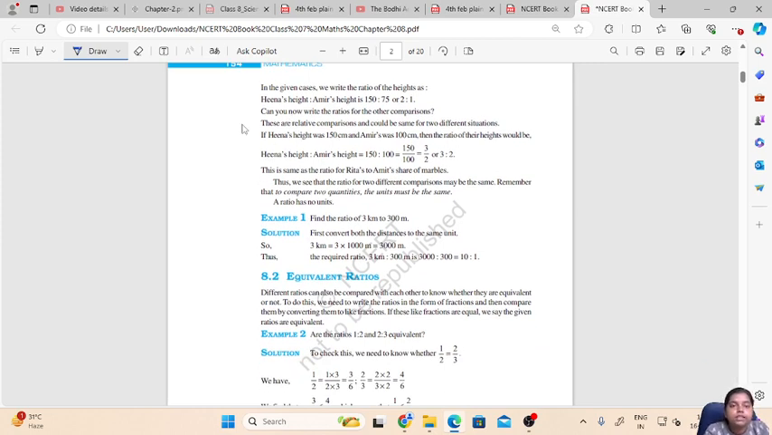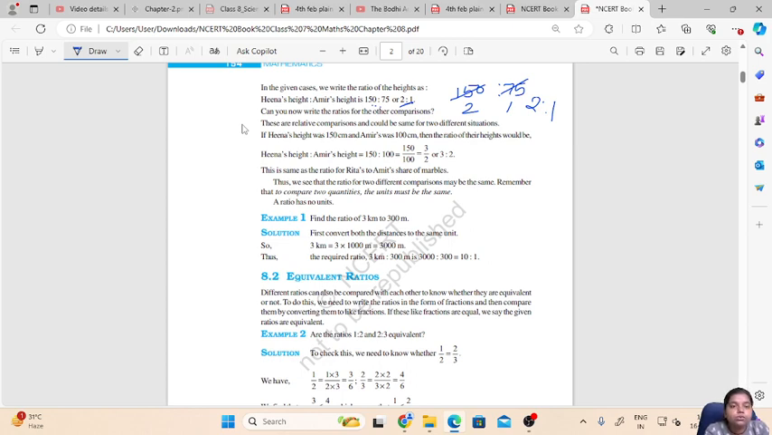Here we can write this comparison in the form of a ratio also. In the first example, they have told Hina's height and Amir's height, correct? So we can write it in this form: Hina's height is to Amir's height. Hina's height is 150 centimeter is to Amir's height, 75 centimeter. If we divide both 150 and 75 by the HCF, that is 75, 75 ones are 75 and 75 twos are 150. So that is 2:1. This becomes easy for us while comparing.